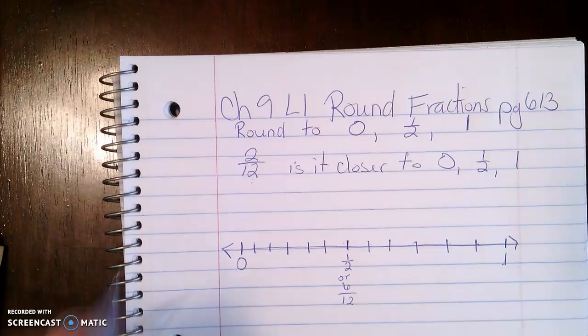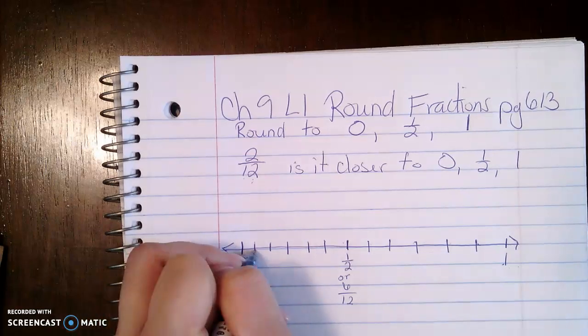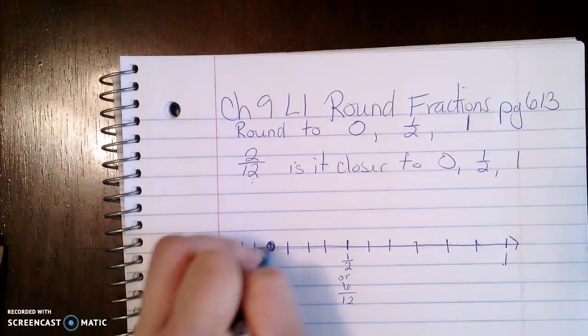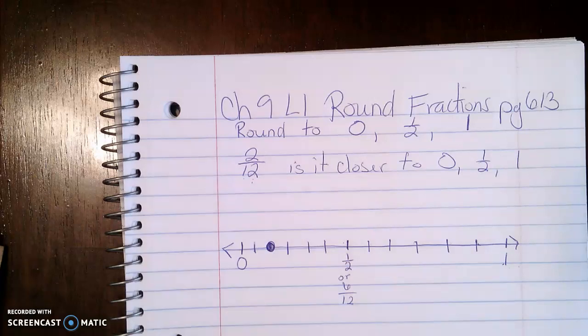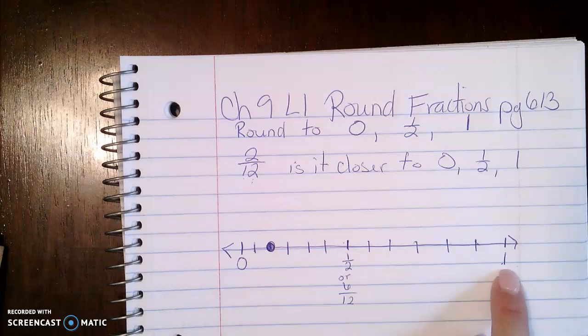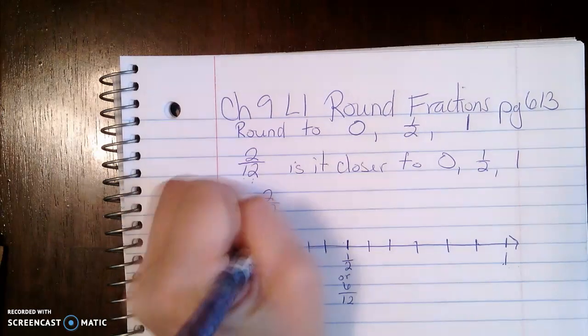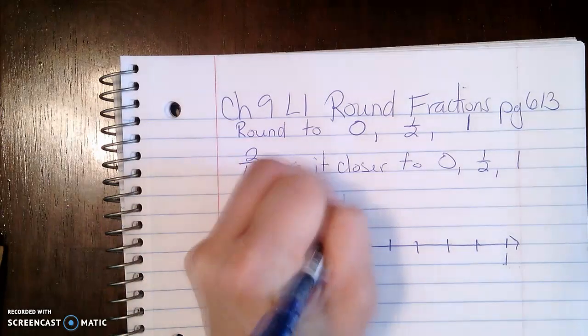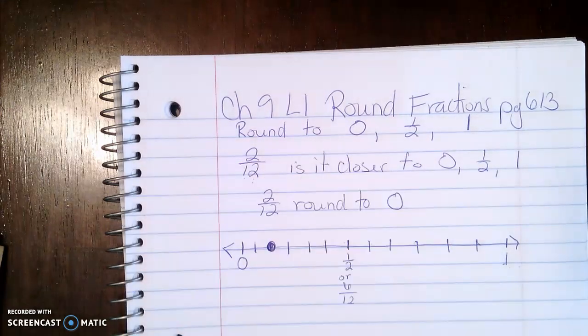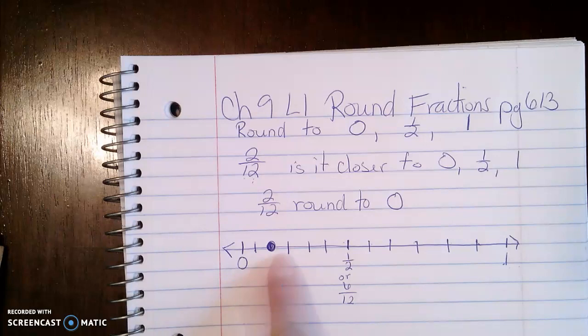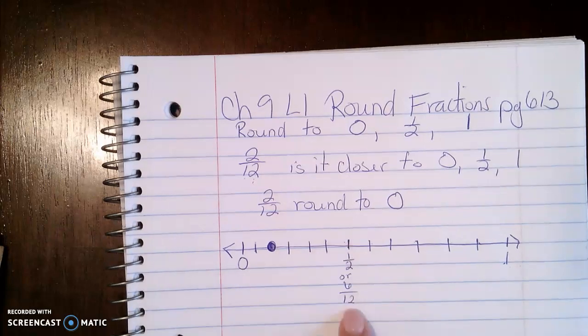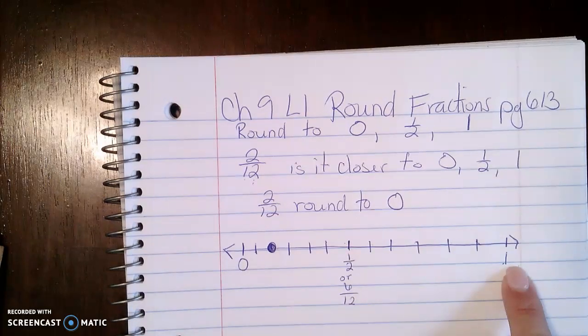So right here we would have 1/12. Right here would be 2/12. And so now I can look at, is it closer to 0, 1/2, or 1 whole? And 2/12 would definitely round to 0. It is definitely closer to 0 than it is to 1/2 or to 1 whole.